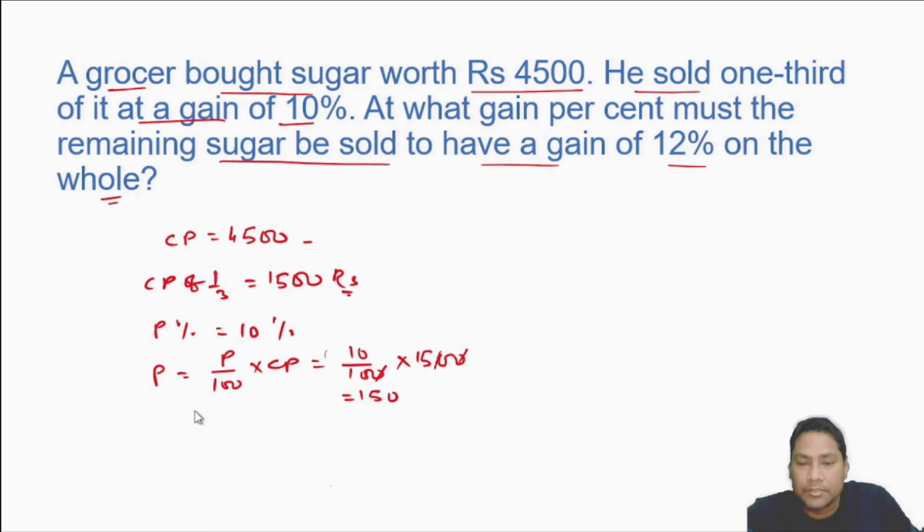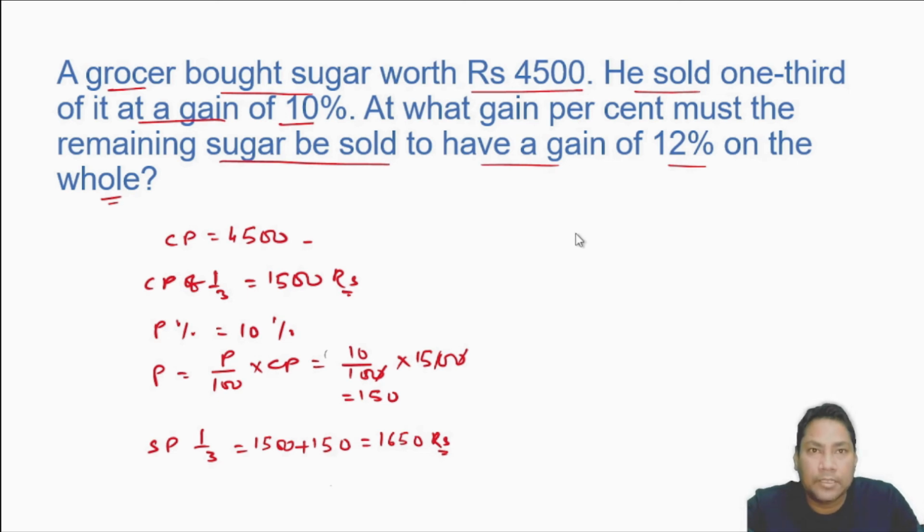So the selling price of the one third sugar, SP of one third sugar, will become cost price plus profit. Cost price is 1500 plus profit is 150, that is 1650 rupees.